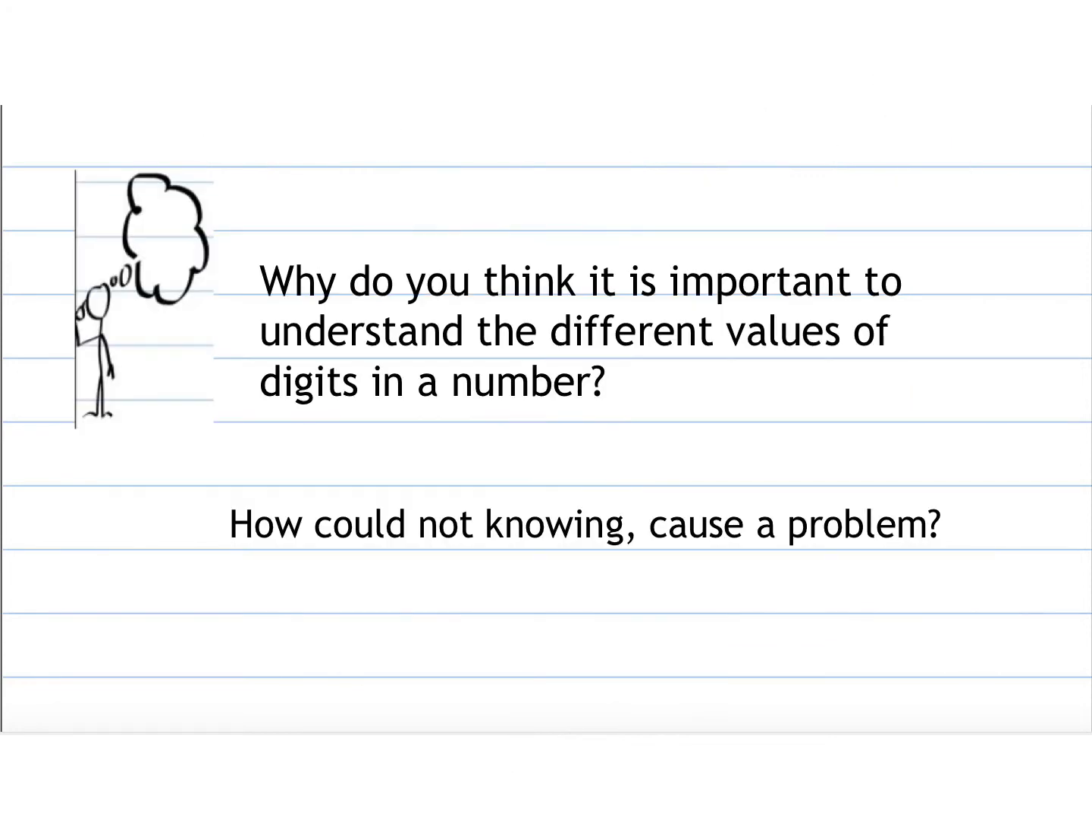Why do you think it's important to understand the different values of digits in a number? Well, let's say we have the number 392 and 5/10. Well, if we don't understand that this is hundreds and maybe we're measuring something and I think it's tens and I say we need 39 inches of ribbon, but really we would need 392 inches of ribbon, so we would be very, very, very short.